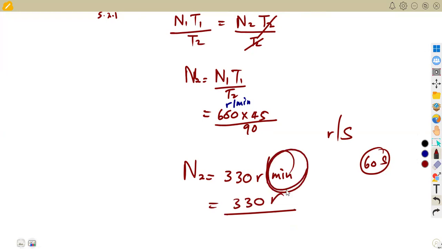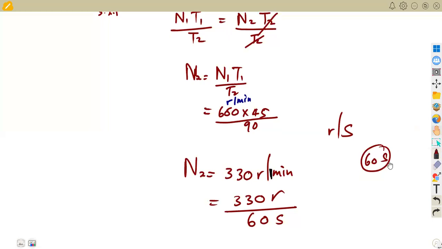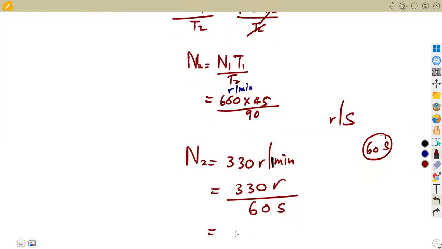over the 1 minute, per minute. Per means 1 per 1 minute. This 1 minute is equivalent to what? To 60 seconds. So it's going to give us revs per second, per each second now. So we're just going to divide, and that is going to be 5.5 revs per second. So that's our N2. I'm just going to write a small letter for the revs per second.